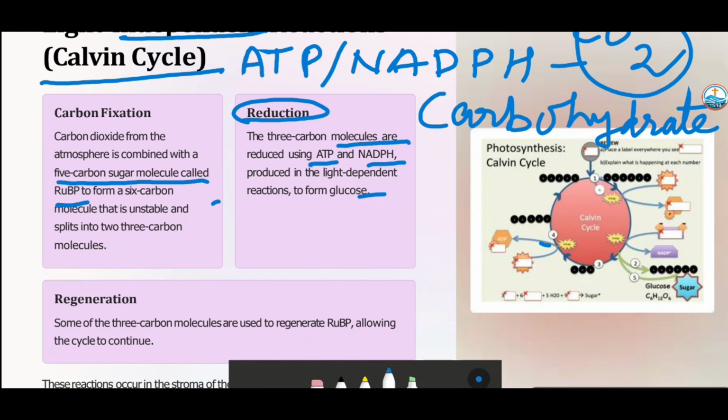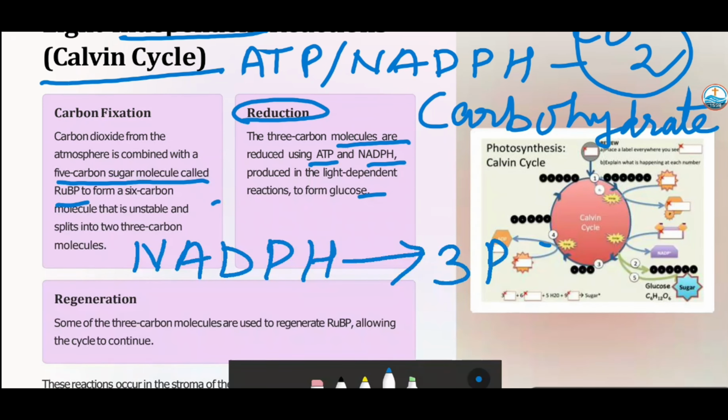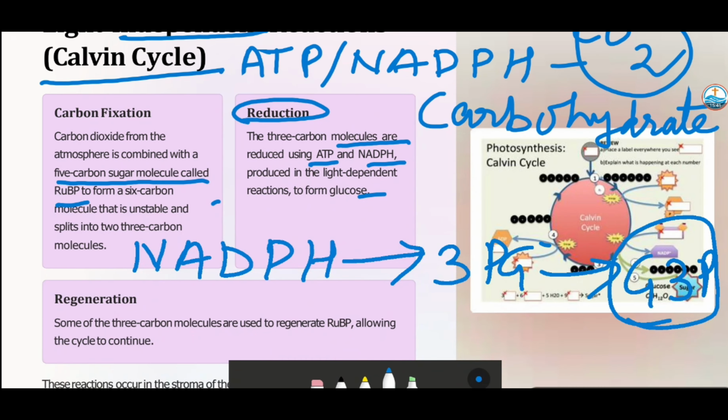When the electrons are added to NADPH after a series of reactions, what happens? It will be reduced to 3PG, and further it will be reduced to G3P. What is this? This is a carbohydrate. Here you can see when the electrons are added from NADPH, it will be reduced. You can write here: reduced.